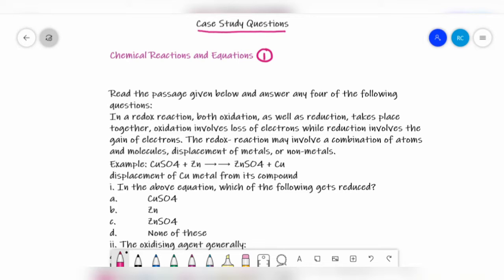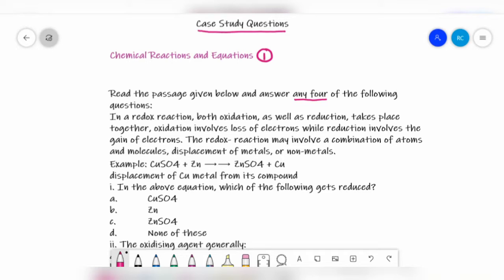Read the passage given below and answer any four of the following questions. Usually this kind of question is common nowadays in the CBSE question paper. A passage will be given to you and you need to read and understand the passage and then you have to answer any four questions. In total there will be 5 questions, so you can choose any 4. Okay, so we'll start now.